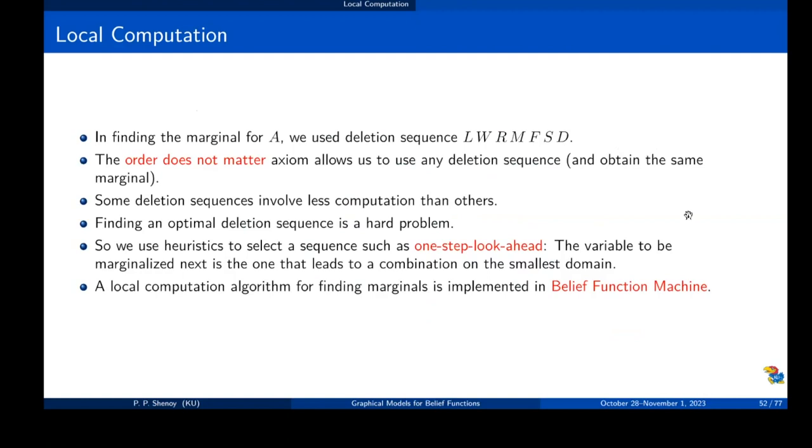And finding an optimal sequence is a hard problem, so you don't want to spend too much time, right? If you want to go home and you want to take a shortcut, you don't want to spend 2 hours just trying to find a shortcut. Whichever path you pick, you use heuristics, and one heuristic that's commonly used is called one-step look ahead. Remove the variable that involves the least amount of work. So if you have a variable that's only in one valuation, you can remove it without doing any combination. So you can remove it and so on and so forth.